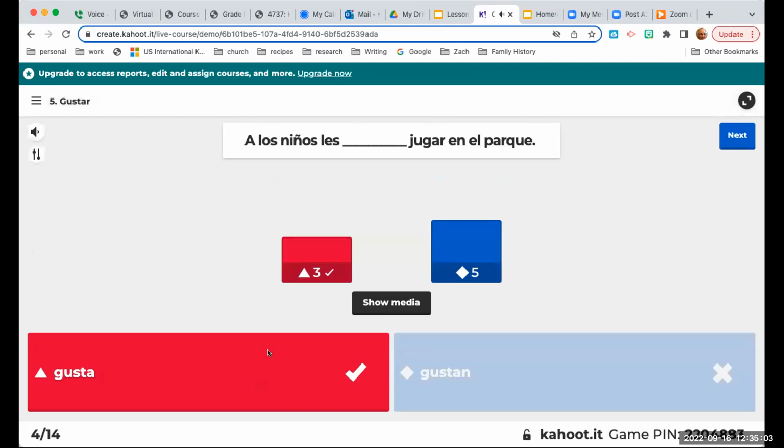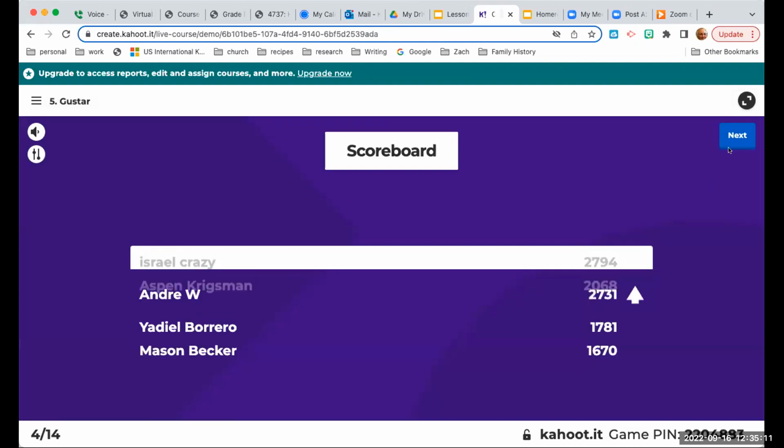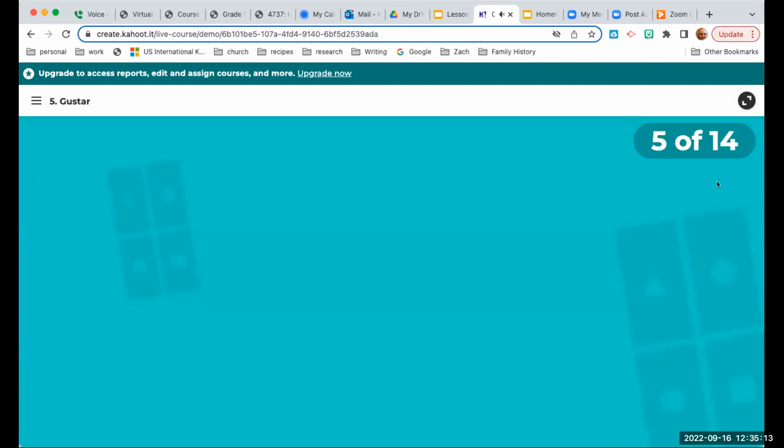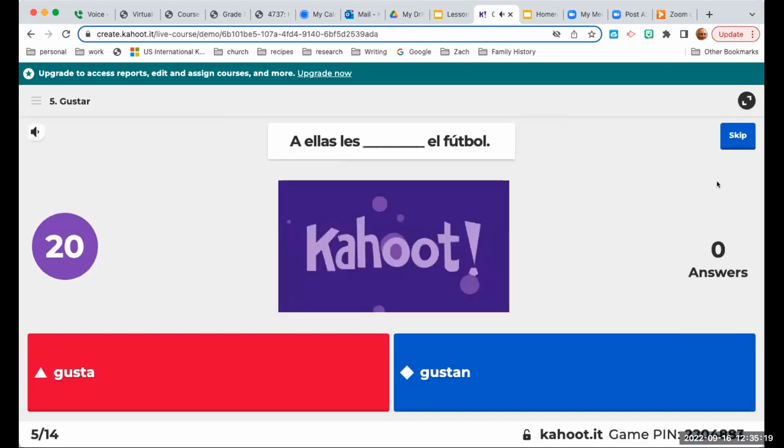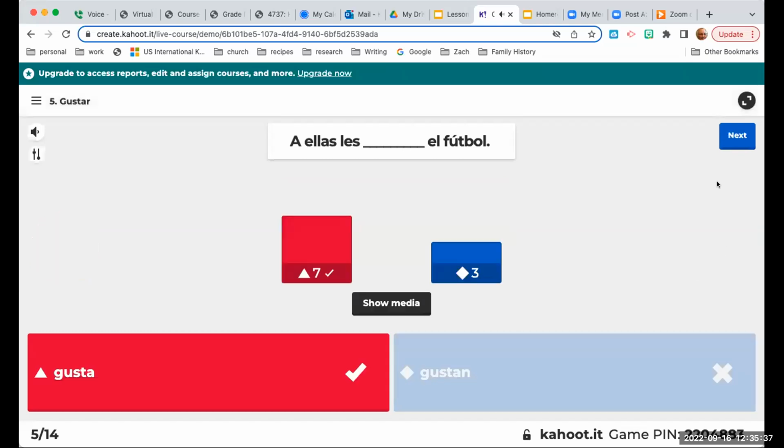The answer is gusta, because jugar is a verb, an infinitive, we have to use only gusta. A ellas les blank el fútbol. Okay, it's gusta because football is singular.